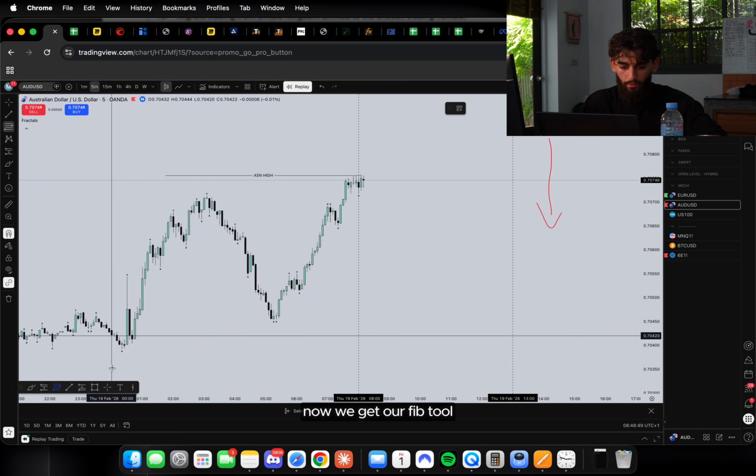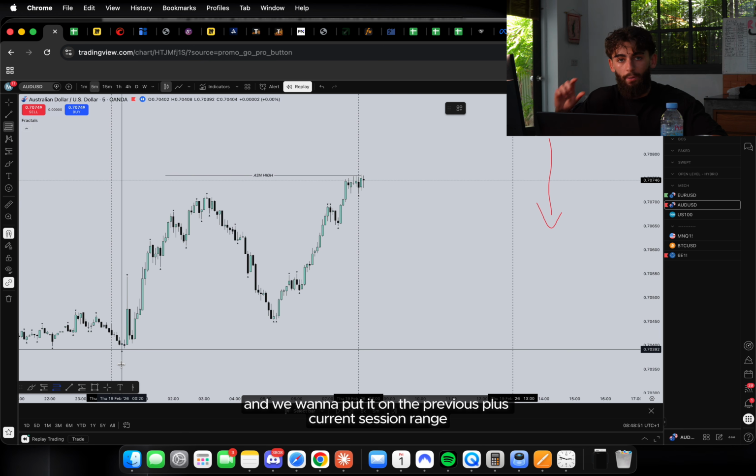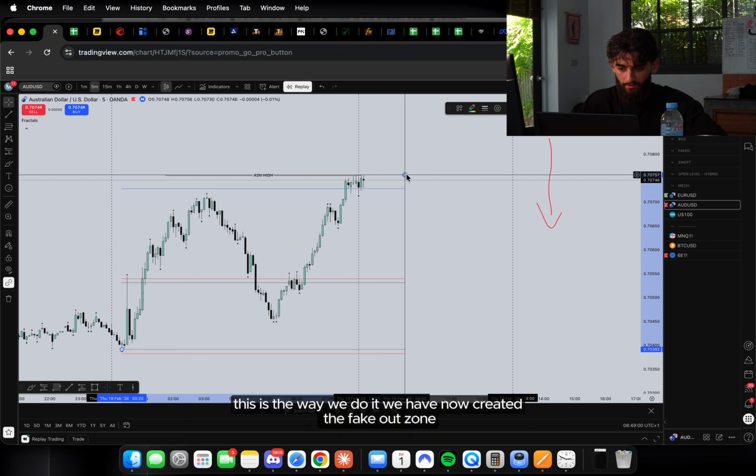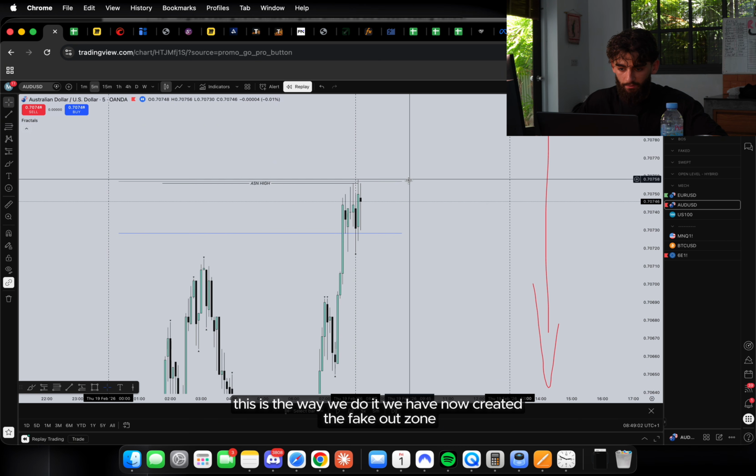Now we get our fib tool, and we want to put it on the previous plus current session range. So from the lowest to the highest, because we're selling, this is the way we do it, we have now created the fake out zone.